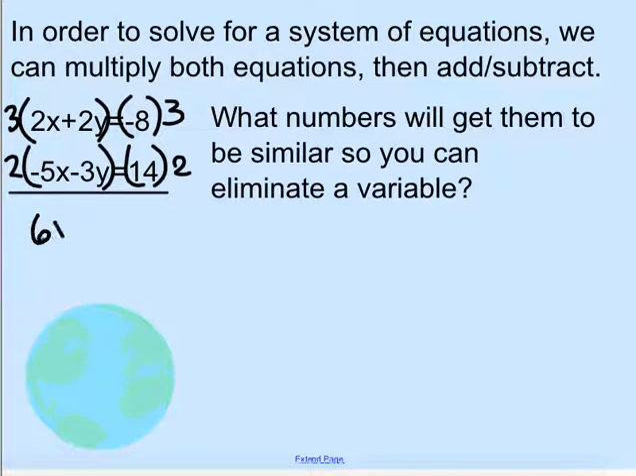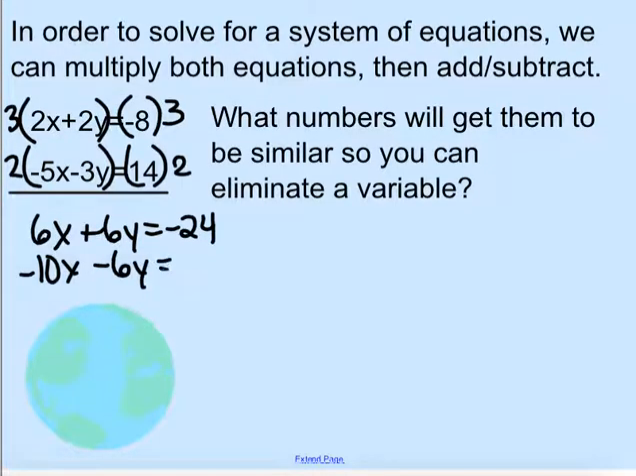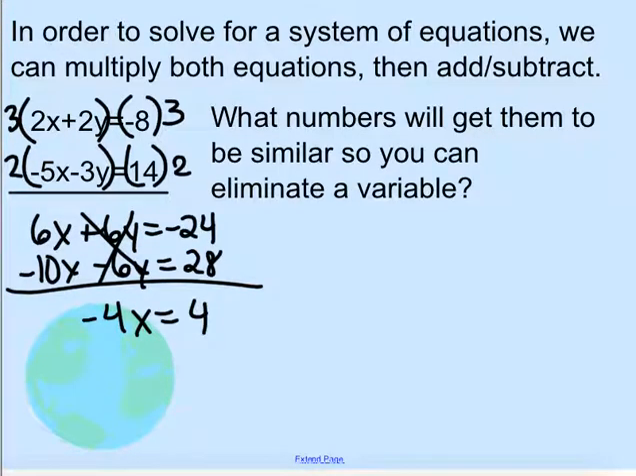I will get 6x plus 6y is equal to negative 24, and I will get negative 10x minus 6y is equal to 28. So that when they add up, these go away and I get negative 4x is equal to 4, so x is equal to negative 1. And I can plug that back in to solve for y.